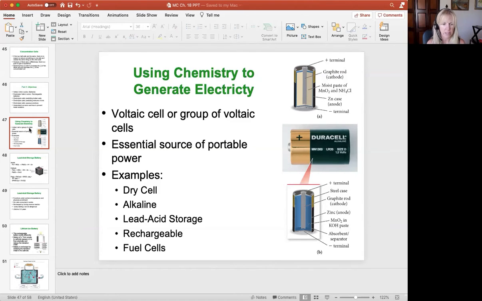And the main reason that they did away with the dry cell into the alkaline is the alkaline allows us to use these batteries in really low temperatures. I'm talking like minus 20 degrees Celsius. So that's a pretty low temperature.